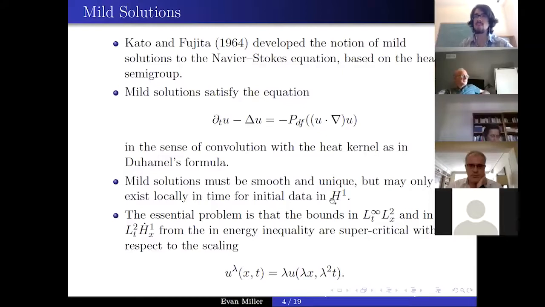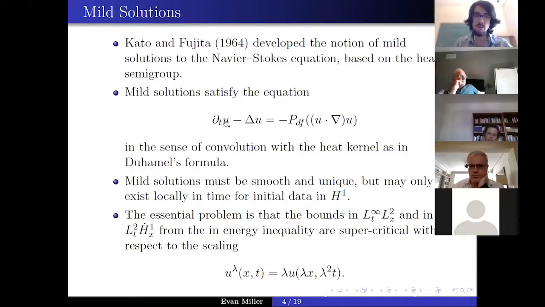And that's because our contraction mapping argument requires that the time step be small relative to the size of the H1 norm. So if the H1 norm is large, then the contraction mapping argument will only work if the time step is small enough. And the problem is we don't actually have a control on the H1 norm, right?